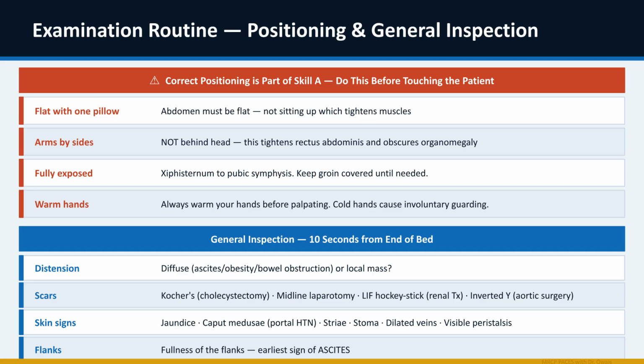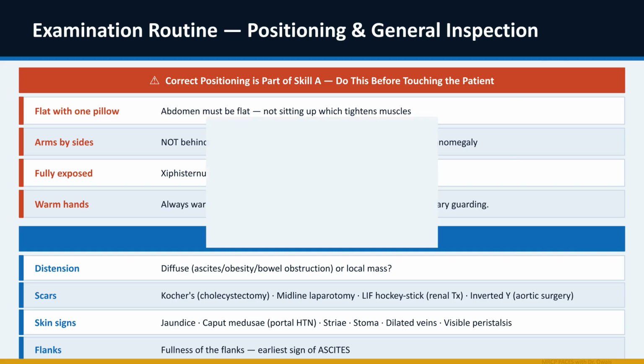Look for a stoma, colostomy or ileostomy. Note the site, whether it is spouted or flat, and the contents of the bag. Look at the flanks, fullness of the flanks, the earliest sign of ascites. Narrate: on general inspection, the patient appears comfortable at rest. The abdomen is mildly distended with fullness of the flanks. I note a left iliac fossa scar, consistent with a renal transplant.